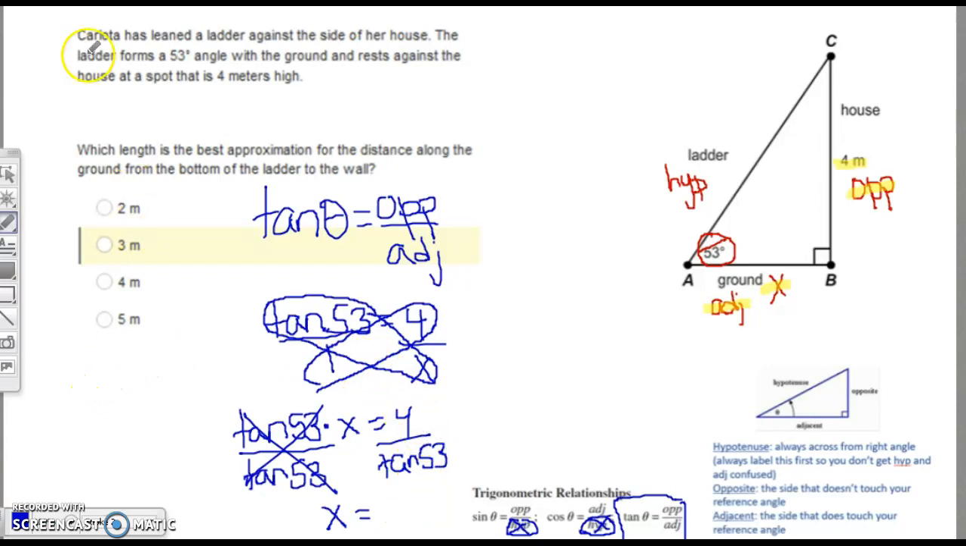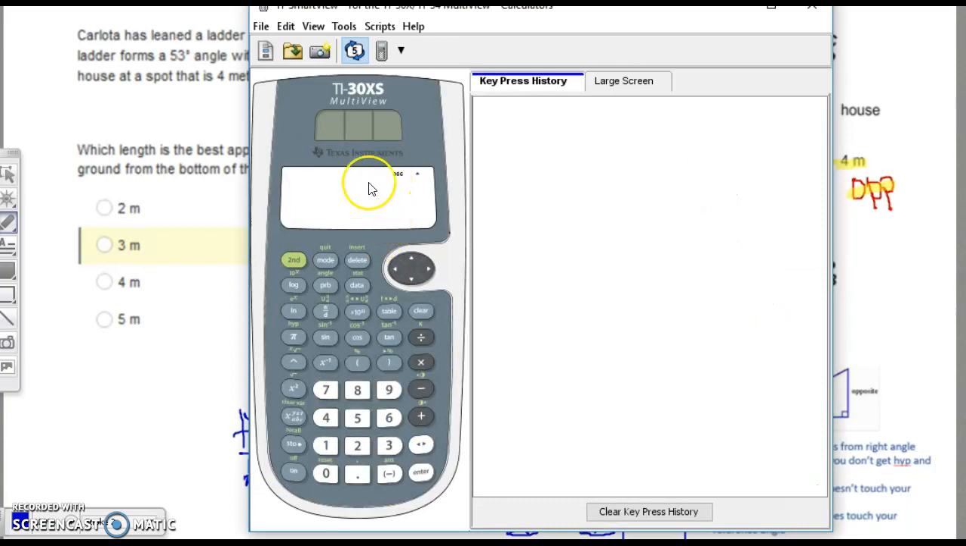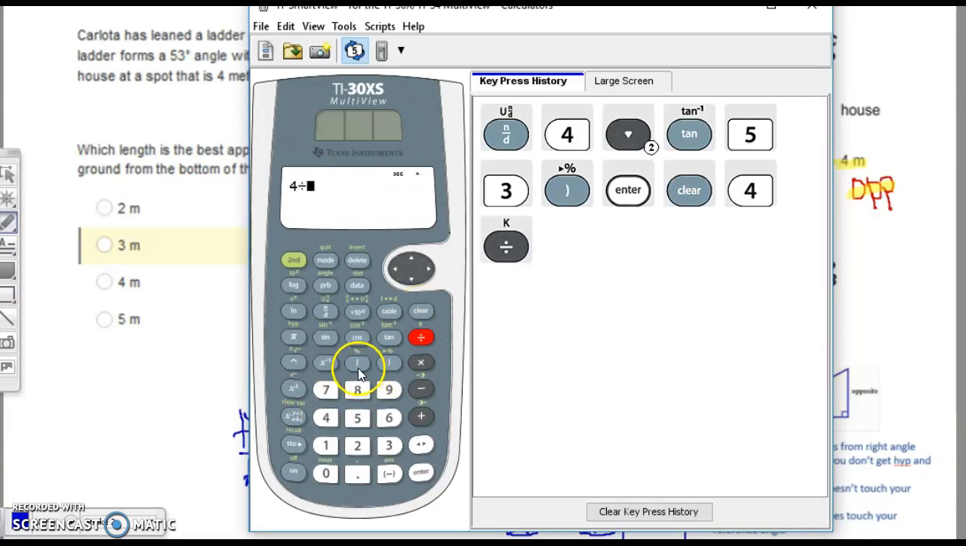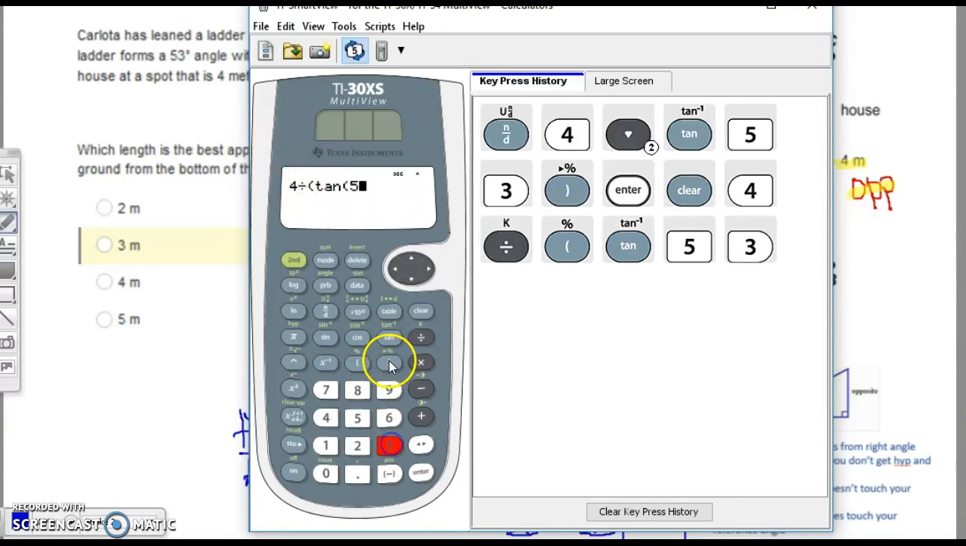So let me show you how to type that in a calculator. If you have my favorite calculator in the whole wide world, you can set it up exactly how it looks. You can hit the fraction button and do 4 over tangent, which is right here, of 53, and close your parentheses. And it gives you a decimal, which is approximately 3 meters. If you don't have this calculator, you can still do it. You would just want to do 4 divided by, and then in parentheses, tangent 53, and close your parentheses twice. And you would still get that.